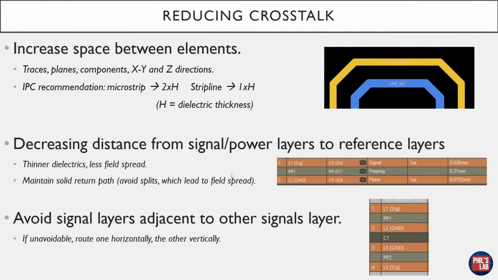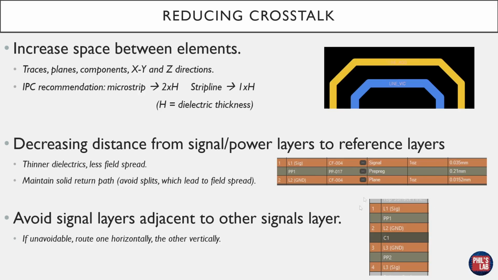What we can also do to reduce the amount of crosstalk is to decrease the distance from, for example, signal layers to reference layers. So moving our signal layer closer to a ground reference. As we saw in the simulation tool, for that particular example, when we doubled the dielectric thickness, we actually doubled the crosstalk. Of course, again, situation dependent. Typically for thinner dielectrics, we get less field spread and in turn, less crosstalk. We also want to maintain solid return paths, so avoid splits, which lead to field spread and which increases crosstalk as well. If you can, and if your cost allows it, I would strongly suggest to avoid signal layers adjacent to other signal layers.